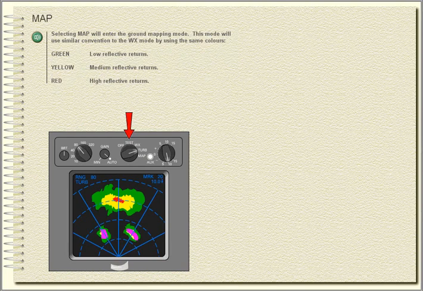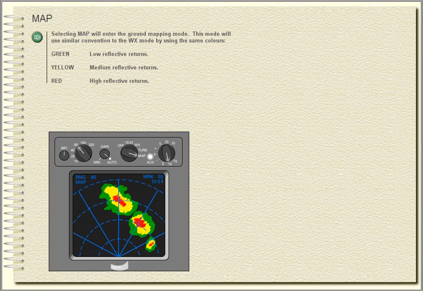Map. Selecting Map will enter the ground mapping mode. This mode will use similar convention to the weather mode by using the same colors. Green, low reflective returns. Yellow, medium reflective returns. Red, high reflective returns.